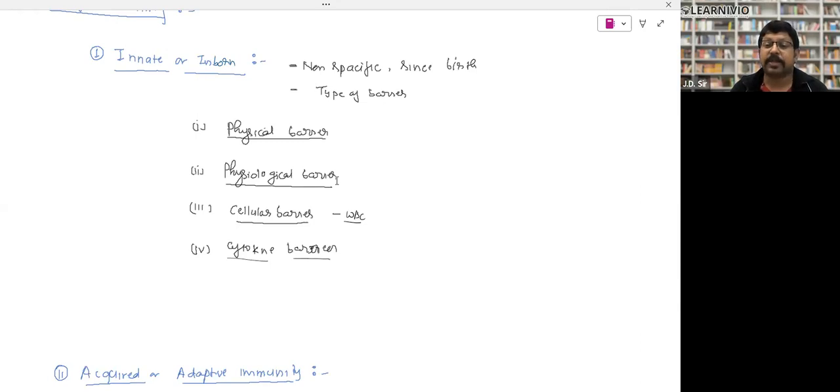Then cellular barrier means WBCs are present. Suppose it has crossed the HCl and reached the blood; WBCs are present. Then cytokine barrier. In the cytokine barrier, there are some chemicals. What do those chemicals do? Suppose there are 100 cells. Out of these 100 cells, one cell has been attacked by a virus. This one cell, which is already damaged, will release some material called cytokines. They make the surrounding cells immune, so they do not get affected by this virus. Got it? Innate or inborn immunity.